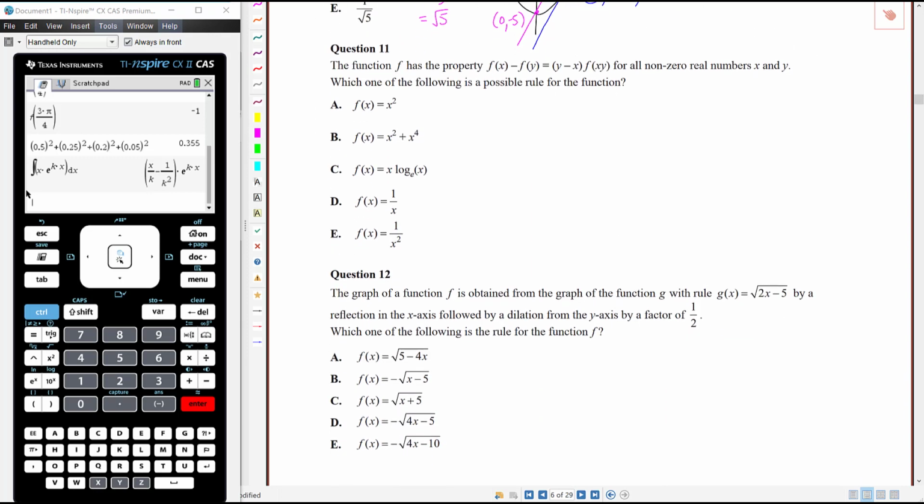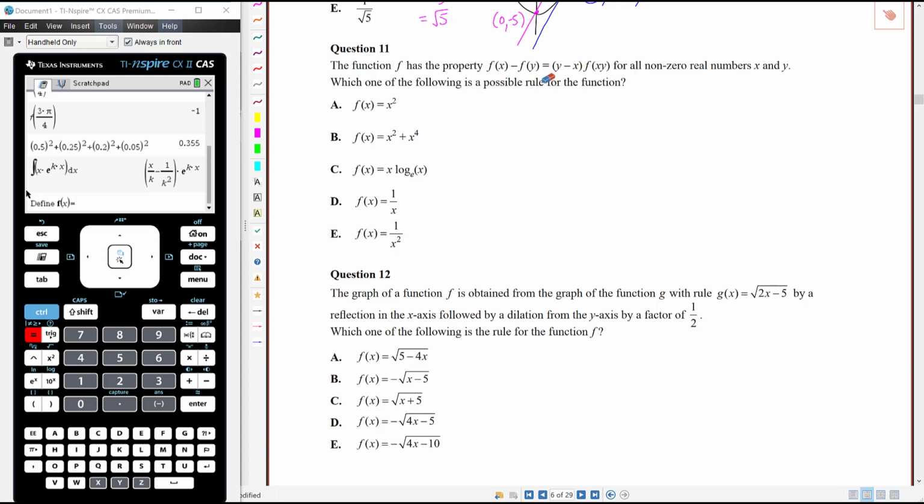Function f has the property f of x minus f of y equals y minus x times f of xy for all non-zero real numbers x and y. Which of the following is a possible rule for the function? The quickest way to do these in the exam is to just get your CAS to test the options. You just run through the options and hope it's not the last one. You might try some logical thought, but this is a pretty complex relationship. I would simply just trial and error.